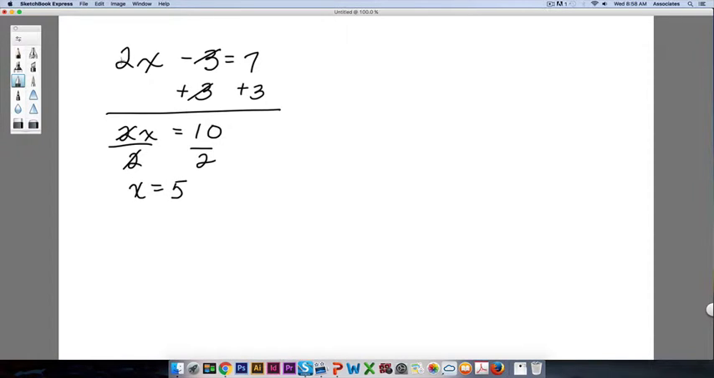Let's just check in our minds. 2 times 5 is 10. 10 minus 3 is 7. That one worked. Now let's look at the second example. The second example was an inequality. When we solve inequalities, please remember that if you multiply or divide by a negative, you have to flip the inequality.